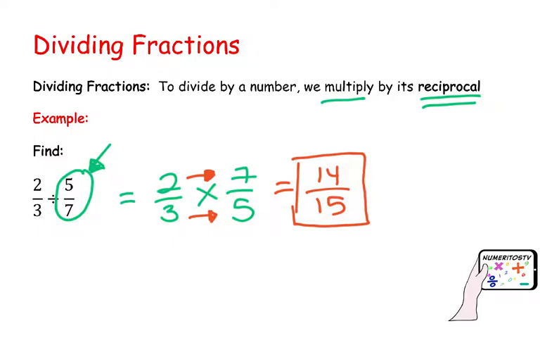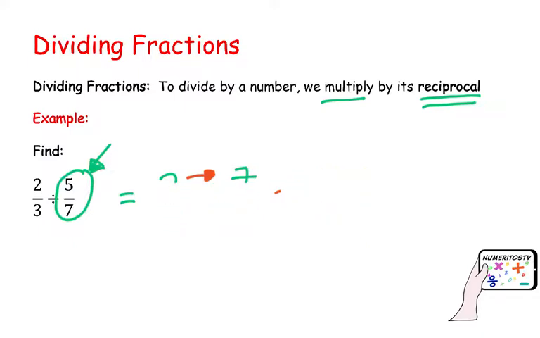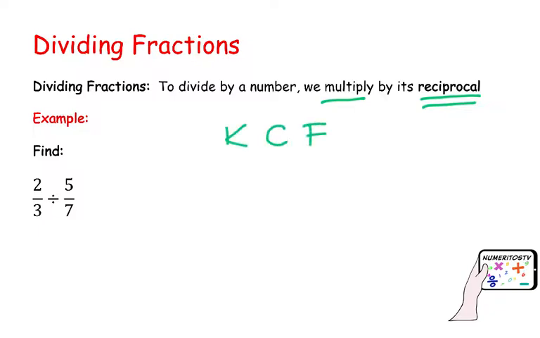If you want to remember this method easily, I will give you a quick and an easy trick. Remembering these letters: keep, change, flip, KCF. So, how do I use these letters to remember this method? Keep the first fraction as it is, change the division symbol to a times symbol, and flip the second fraction. So, keep, change, flip.